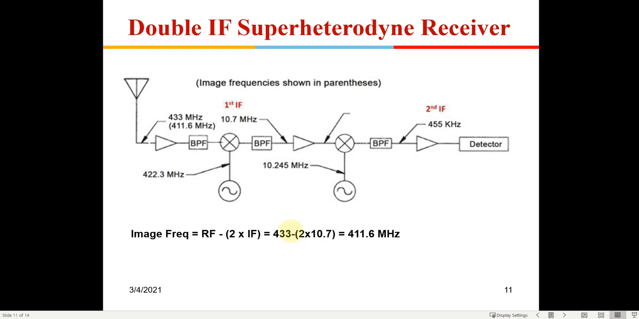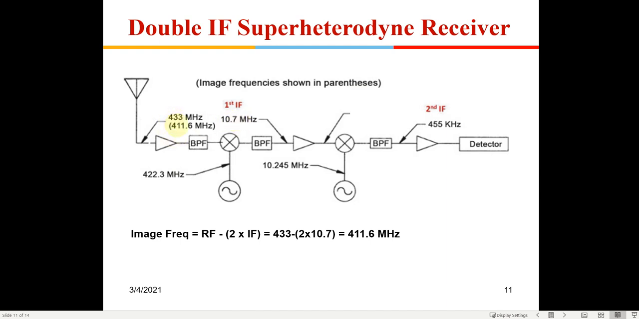Image frequency is 433 minus, in this case it is not going to be plus 2IF, because I am using the lower LO here. So I have to generate the image frequency, it will be RF minus 2 IF. So 433 minus 2 into 10.7, so it is 411.6 megahertz. So 411.6 megahertz along with the LO will also generate 10.7 megahertz.